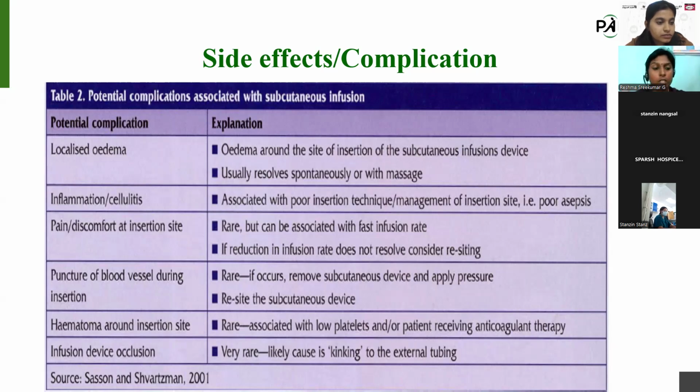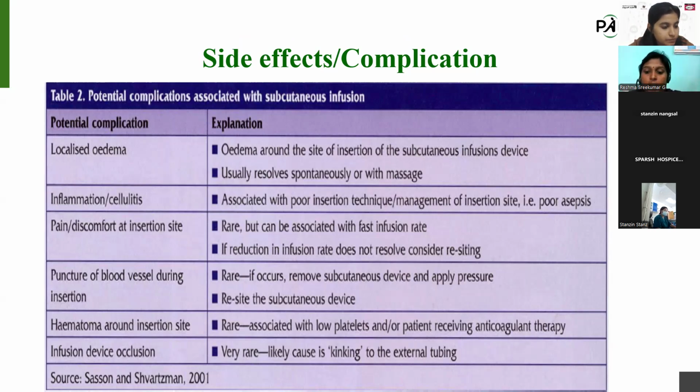Then infusion device occlusion. Infusion device occlusion is very rare. It is usually caused by kinking of the external tubing. If there is any kinking of the external tubing, it will cause occlusion. These are some of the common side effects of subcutaneous infusion, and there are some nursing responsibilities also.